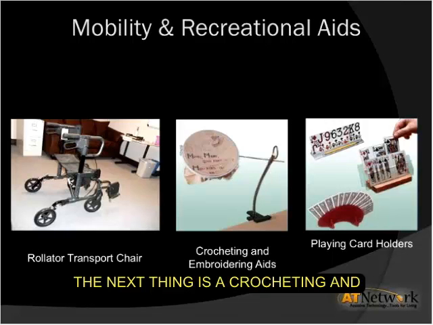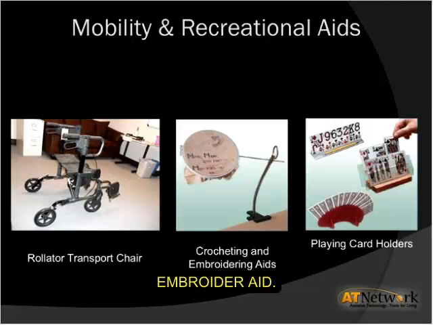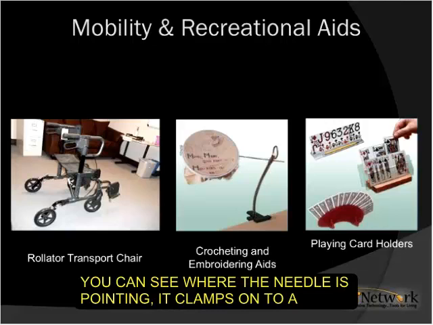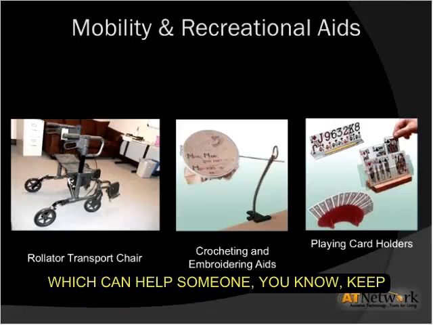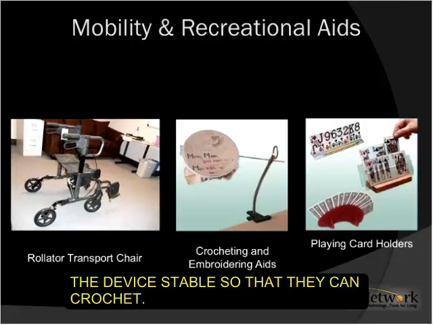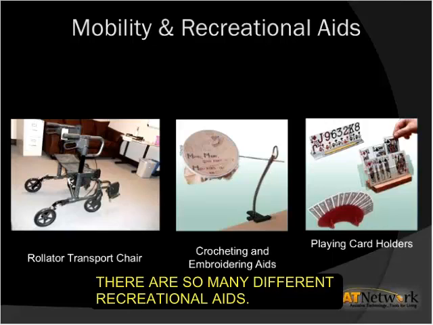The next thing is a crocheting and embroidering aid. You can see where the needle is pointing. It clamps onto a table, or it can clamp onto any hard surface, which can help someone keep the device stable so that they can crochet.